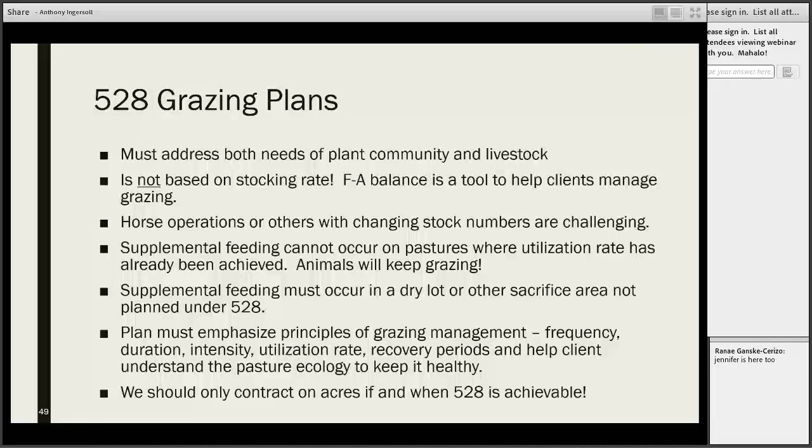And lastly, we should only contract 528 on acres if and when it's achievable. If it's not achievable, we shouldn't be putting it under contract because we're going to put both us and the client in a really difficult situation. Okay?